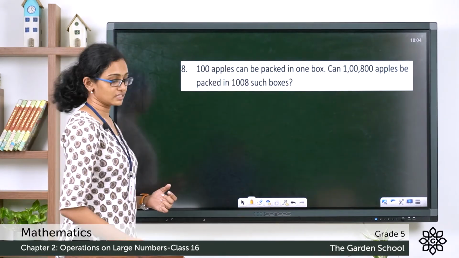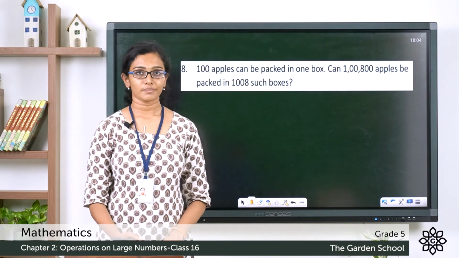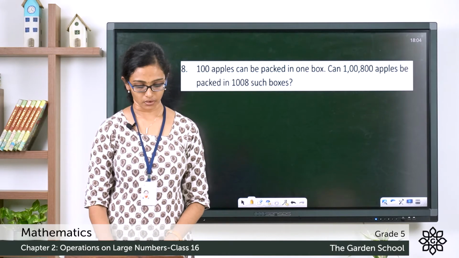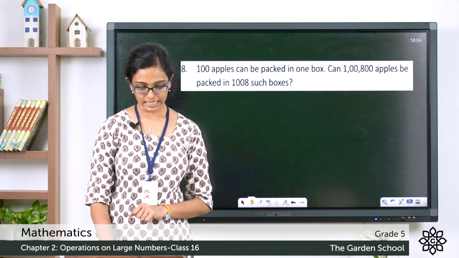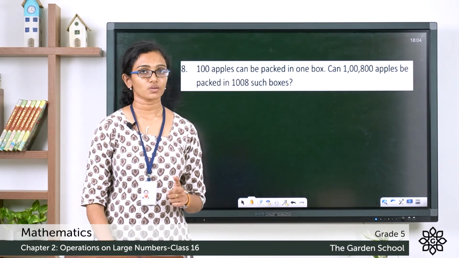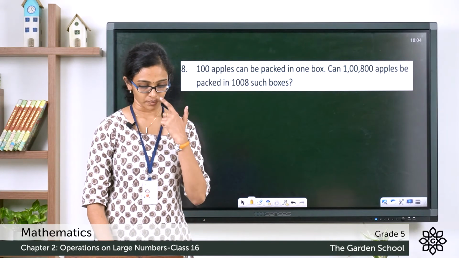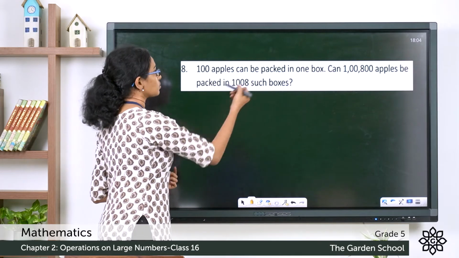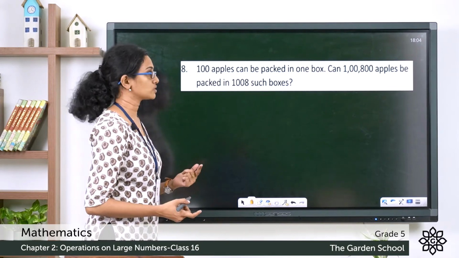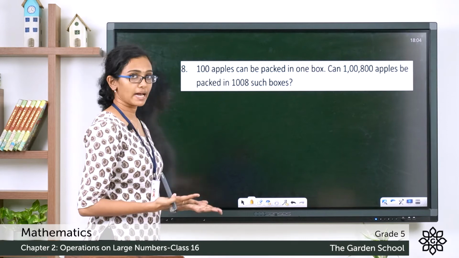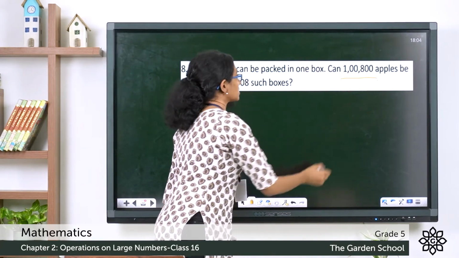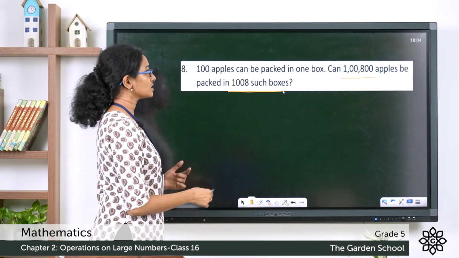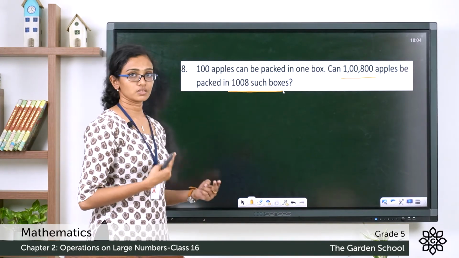Now, let's see the next question. Question number 8. 100 apples can be packed in one box. Can 1,08,000 apples be packed in 1,008 such boxes? So you have apples and boxes, and in one box there are 100 apples. The question is, can we pack these many apples in 1,008 such boxes? So this question can be approached in two ways.